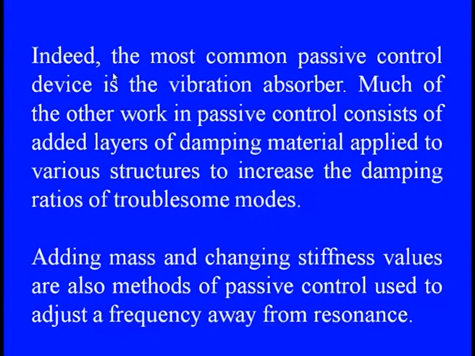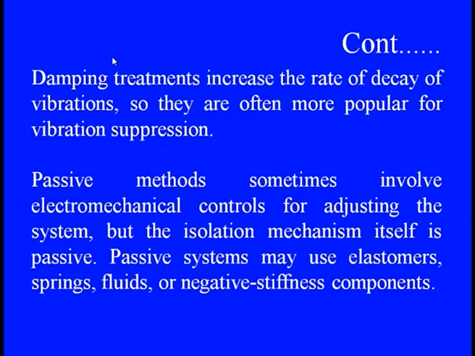Sometimes we can also add mass or just add springs to strengthen the stiffness features there. They also come under the category of vibration control. Through that we can at least adjust the resonance frequency, so that we can avoid the huge amount of energy or amplitude excitation at those frequencies. So the most effective treatment here is the damping treatment, because it increases the rate of decay of vibration, and through that an effective way of vibration control can be adopted. So passive methods sometimes involve even electromechanical controls for this cancellation of the vibration forces.